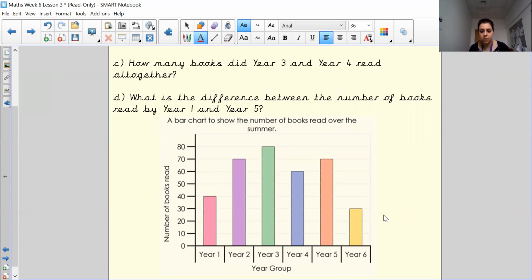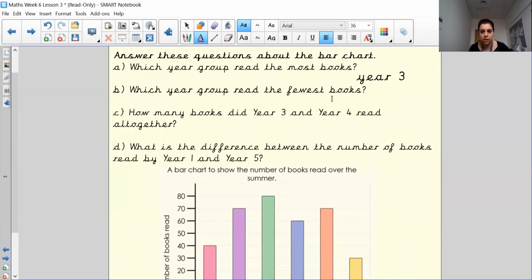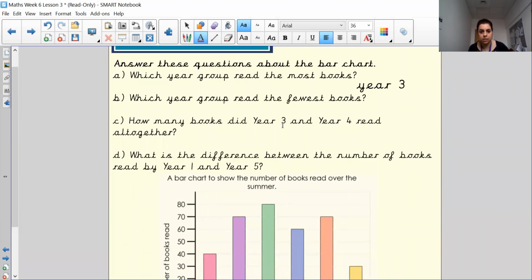If you said year 6, well done, that's fantastic. So year 1 was close to it, but year 6 was only a small amount. And if I go across here, it's actually only 30 books read in year 6 compared to the 80 that was read in year 3. Fantastic. So that one was year 6.